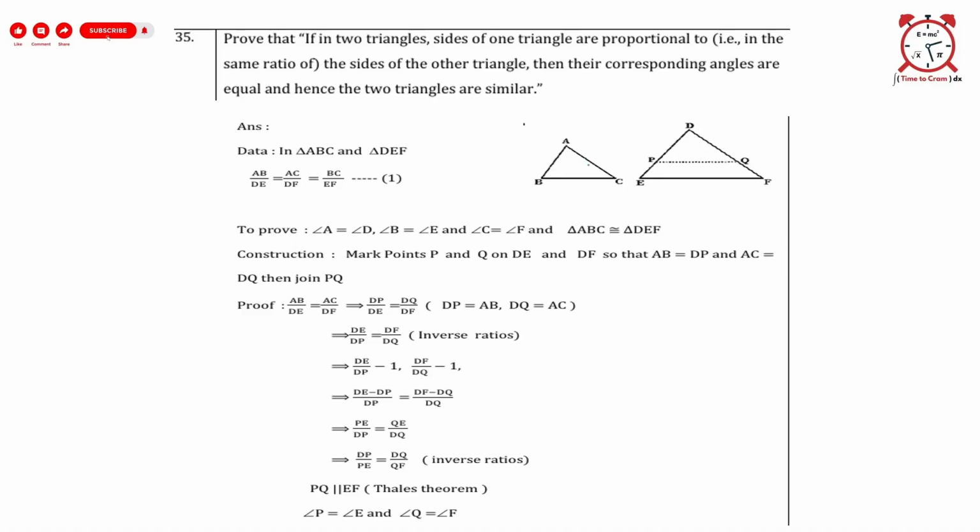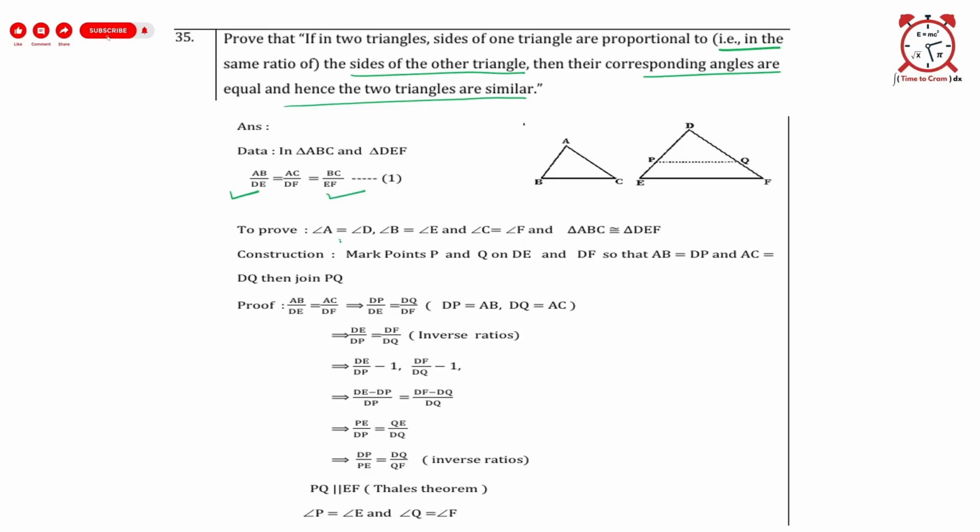Prove that if in two triangles, sides of one triangle are proportional to, means that is in the same ratio, the sides of the other triangle, then their corresponding angles are equal and hence the two triangles are similar. So here two triangles are given, ABC and DEF, and we have to prove them similar. What is given here? Their sides are in proportion. AB upon DE equal to AC upon DF equal to BC upon EF.